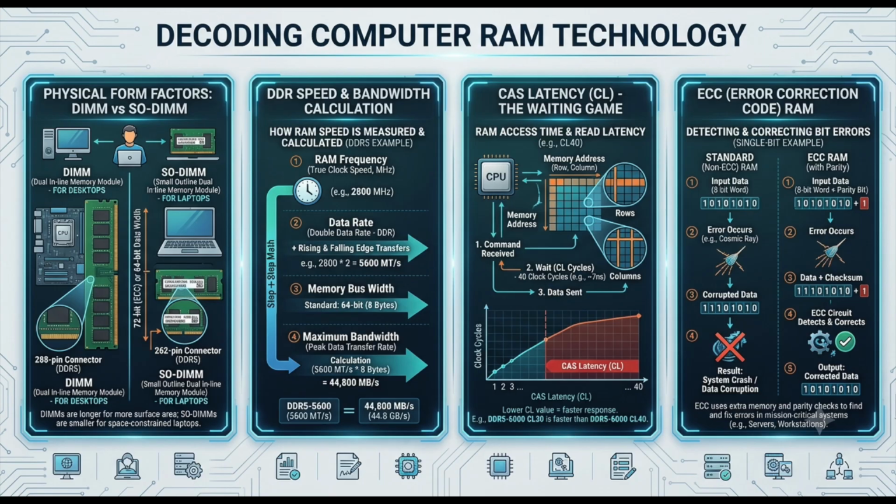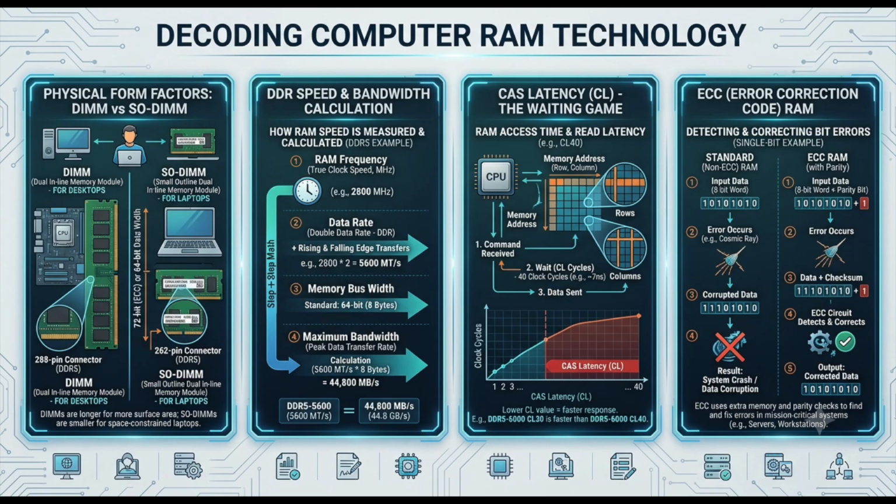The underlying technology is actually identical. Really? Even at half the size? Yes. A 16-gigabyte SO-DIMM holds the exact same amount of data and pushes the same 64-bit data width as a massive desktop DIMM. How do they manage that? Well, engineers achieve it mostly through much higher density memory chips. But more interestingly, they manipulate something called memory ranks.